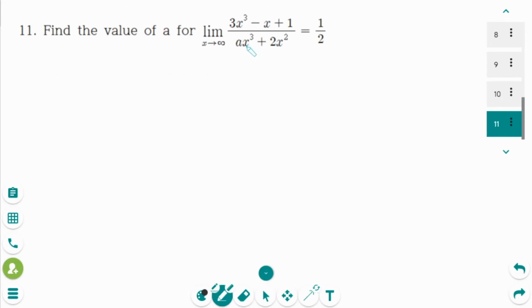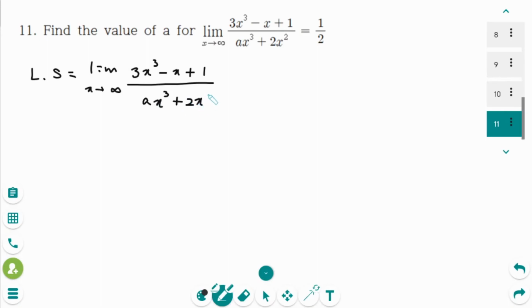This is the next question. Let's start by looking at the left side. So we can write down the left side equal limit x approaches infinity this one. This is infinity over infinity form. And see, this is the same degree. So this answer will be 3 over a, but let's check. So times 1 over x cubed, like this.